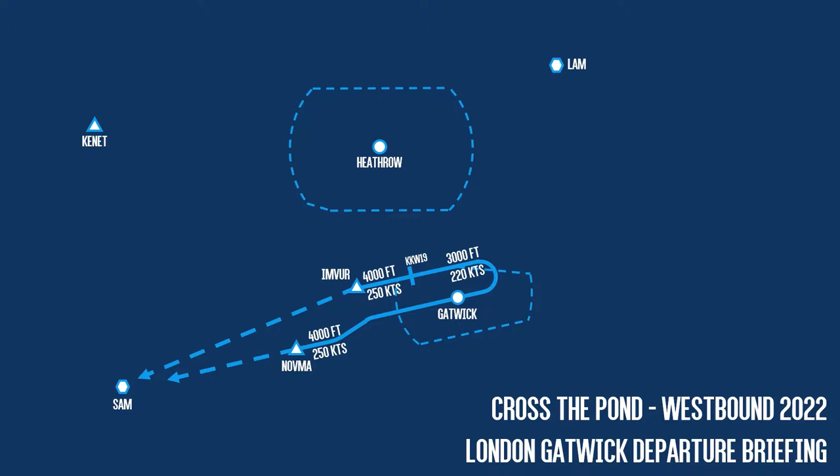Kennet departures will follow the Novma 1 X-ray and the Inver 1 Zulu SIDs as previously discussed. All the same restrictions apply. The routes after Novma and Inver are a little more complex. From Novma, you'll route Lima 620 to Nibda, then turn right to follow the November 14 airway to Kennet. And from Inver, you'll route November 63 to Vuga, followed by a right turn to route November 14 to Kennet.